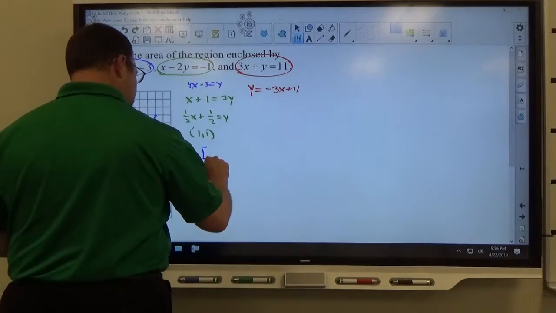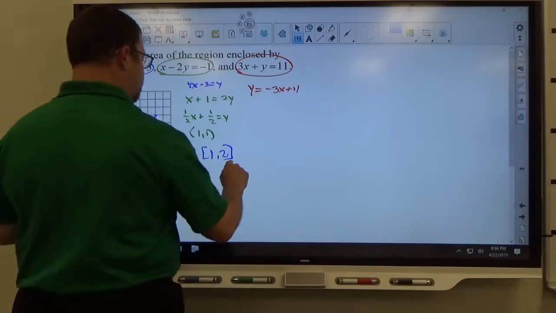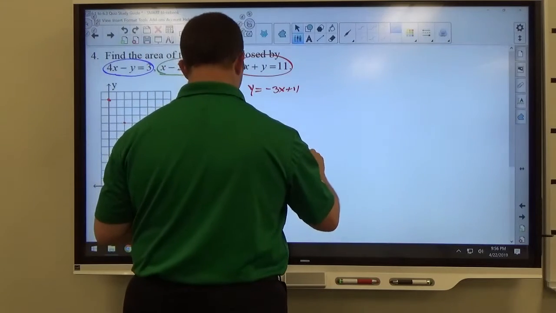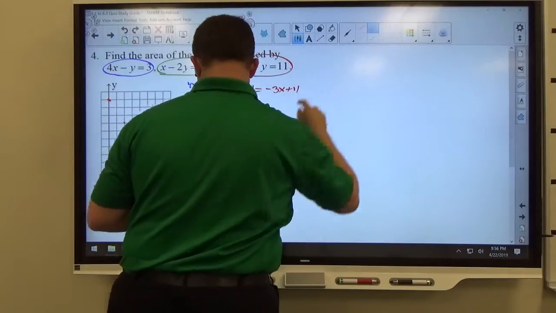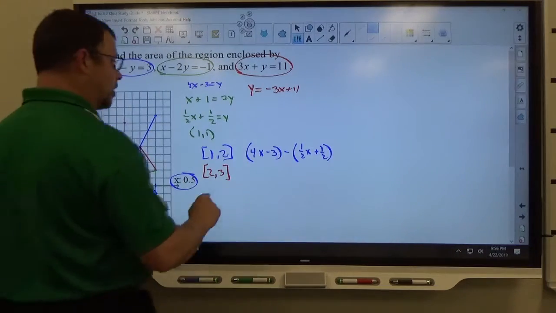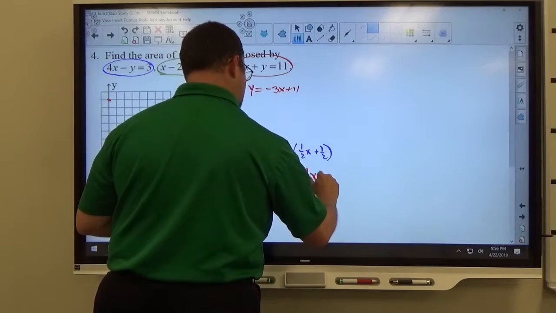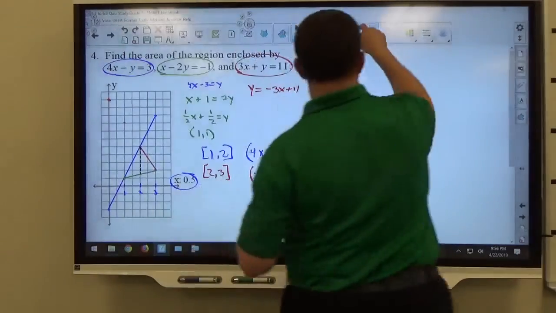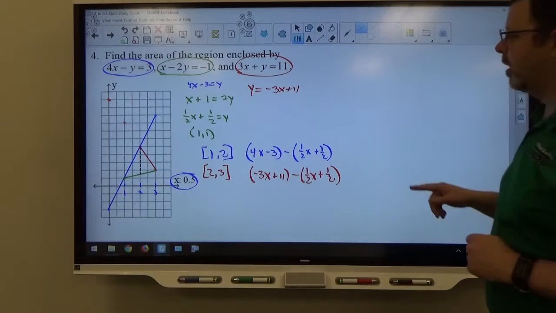So from 1 to 2, it's blue minus green. So blue would be 4x minus 3 minus green, which would be minus 1/2 x plus 1/2. And then from 2 to 3, I've got red minus green, so that's going to be negative 3x plus 11 minus 1/2 x plus 1/2. That's the easiest way to go about doing this with integrals. So I create two integrals, one for the 1 to 2 where blue's on top of green, one from 2 to 3 where red's on top of green.